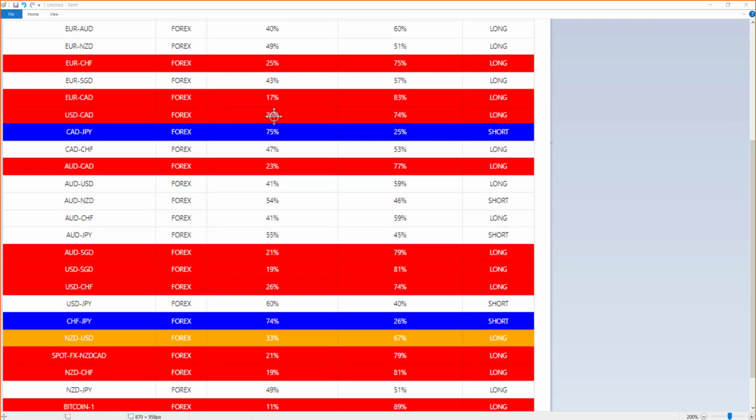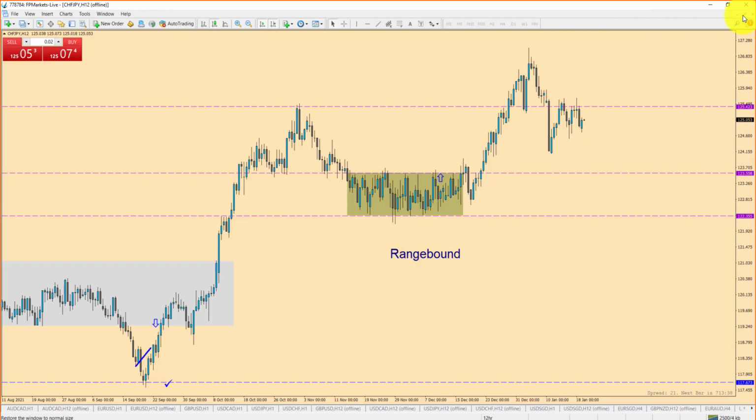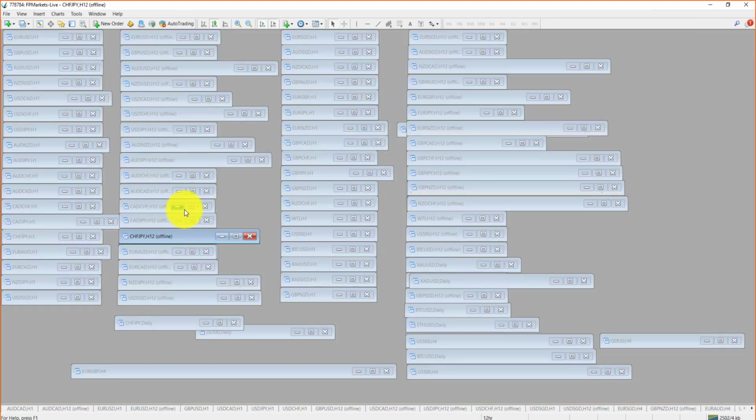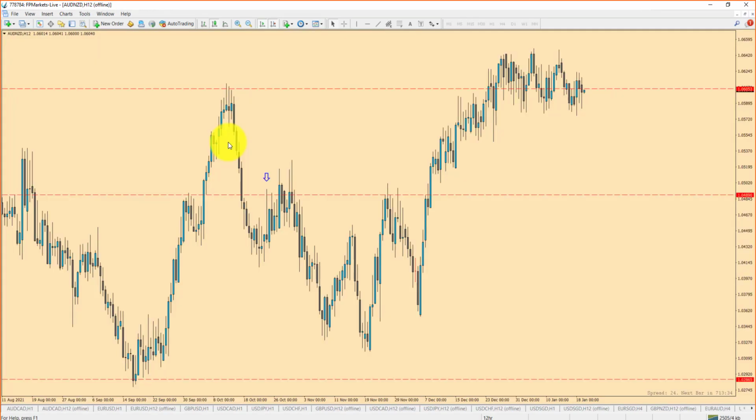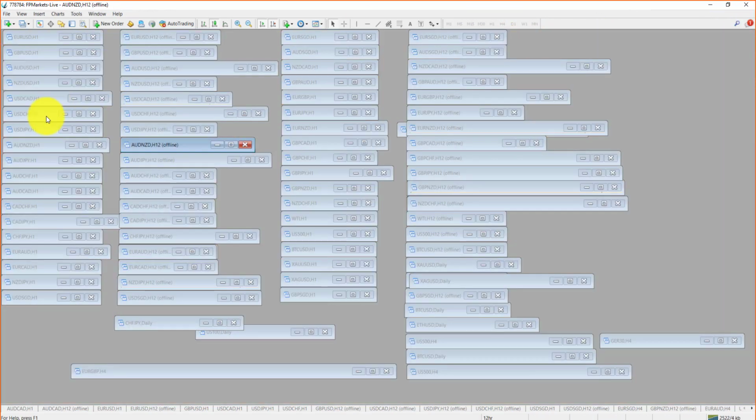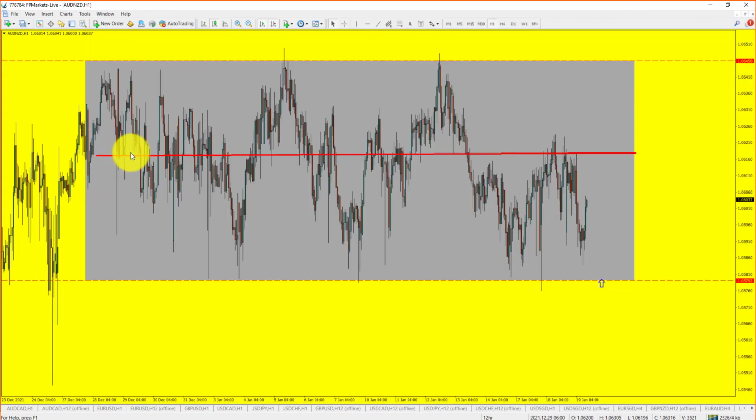So I want to show you the Aussie Kiwi because I think this is a good one, or it was at least last time I checked the charts during the Asian session. Yeah, it still is. Okay, so during the Asian session, I was looking at this and I was thinking this could be a pretty good opportunity for a buy down here.